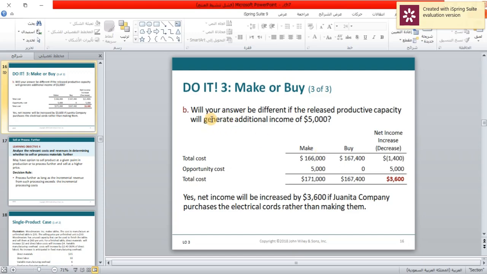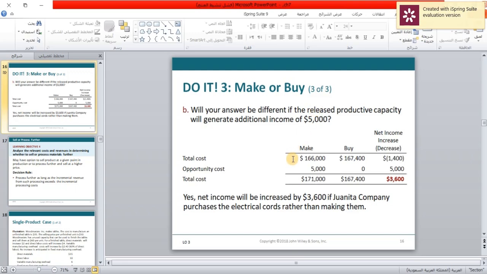Now we will take the opportunity cost into consideration. We now have additional information. Part B: will your answer be different if the released productive capacity will generate additional income of 5,000?